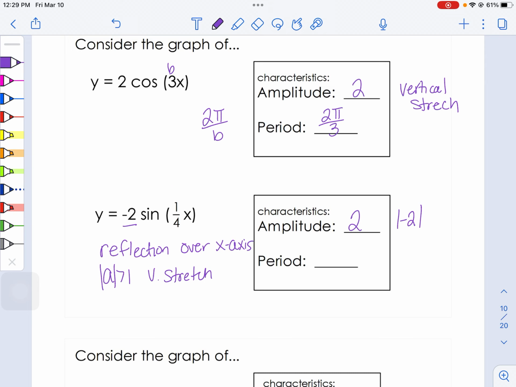And then we have a b of 1/4. So for sine, it's 2 pi divided by b. If you take 2 pi and divide it by 1/4, that's the same thing as multiplying it by 4/1. So you would have a period of 8 pi. So this would really elongate those wavelengths, because you're going to have one cycle and it's going to take an entire 8 pi just to make one cycle. That's like going around the circle 4 times before you complete one full wavelength.